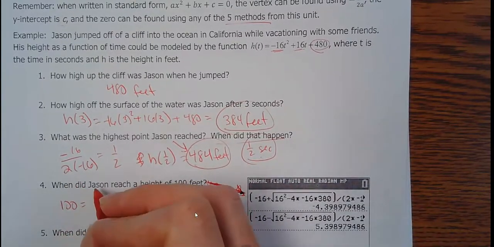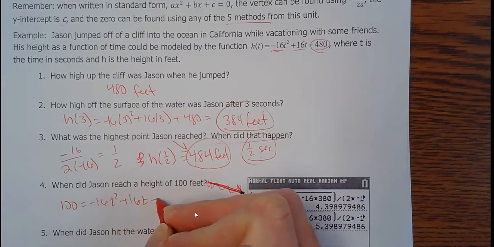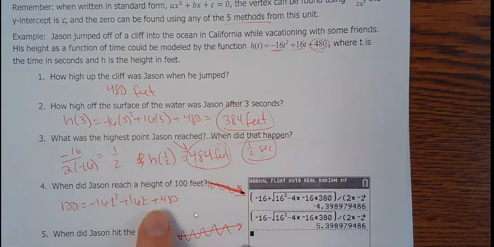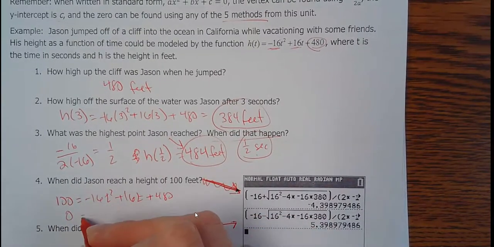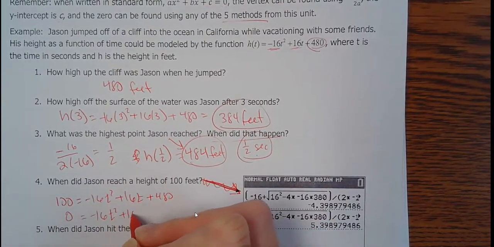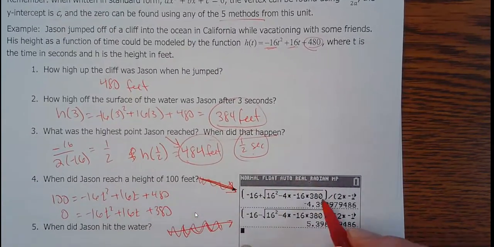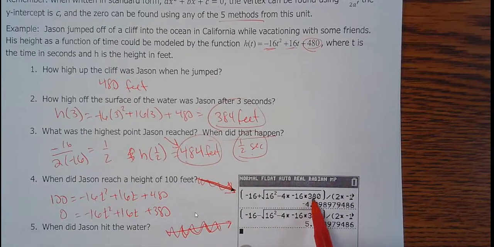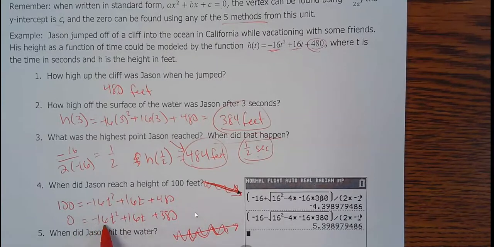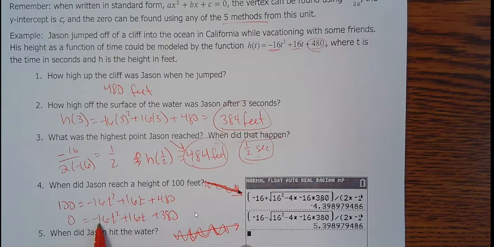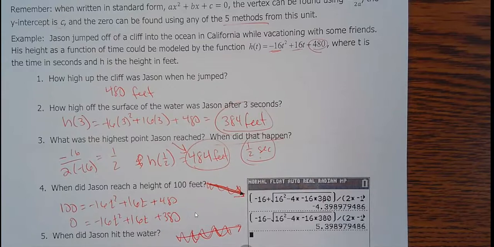Here, let me show you why. So 100 equals negative 16t squared plus 16t plus 480. And to solve this, I need this to equal 0 on the other side. So I'm going to have a 0 here. Subtract the 100 over. So this would be negative 16t squared plus 16t plus 380. If you notice, I have this 380 being plugged in here. I'm not even going to try to factor that. That'd be a crazy factoring. I'm not sure they're all divisible by 16. It's not going to be factorable, basically.